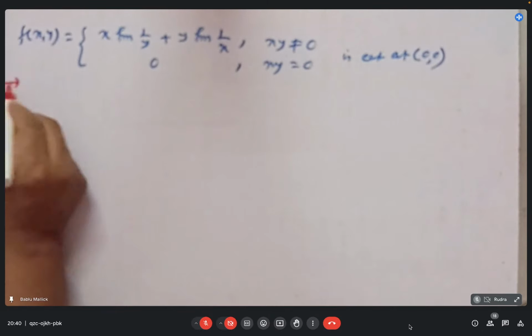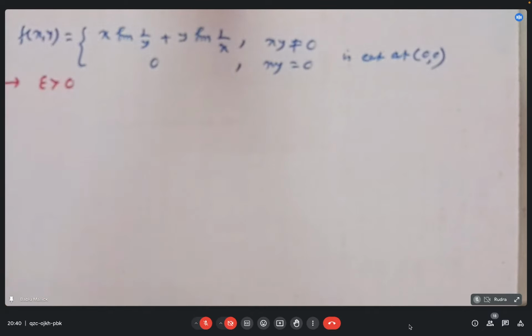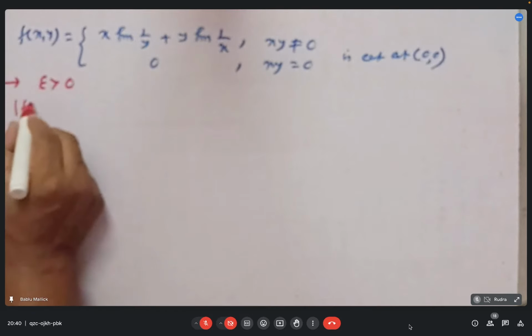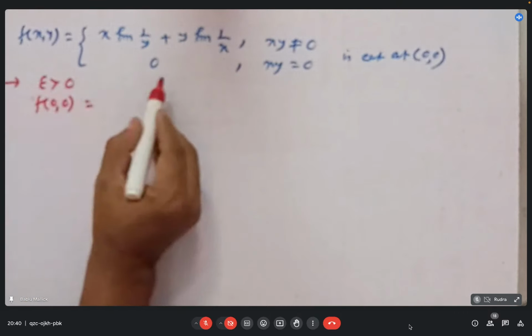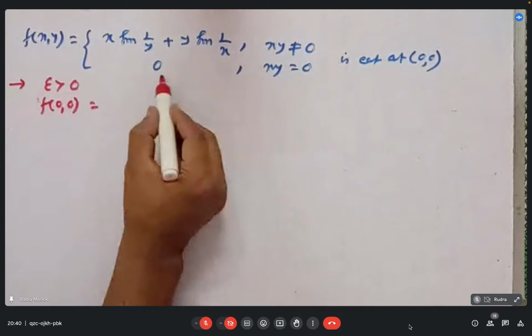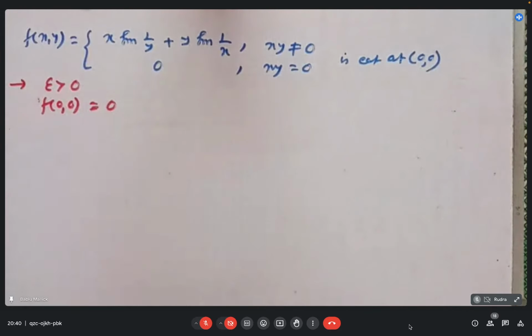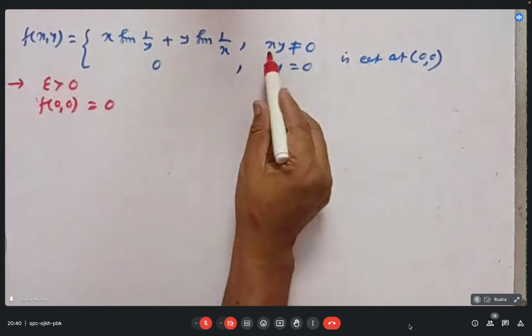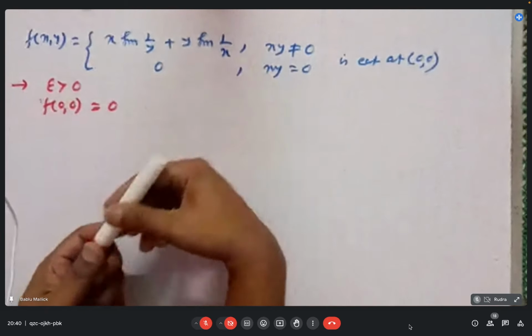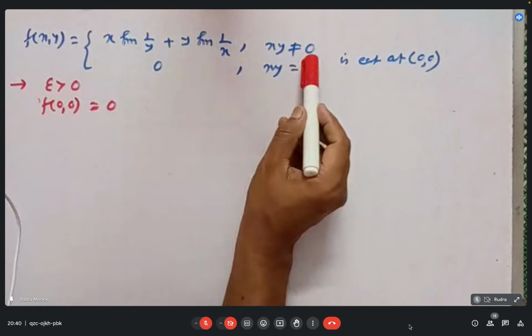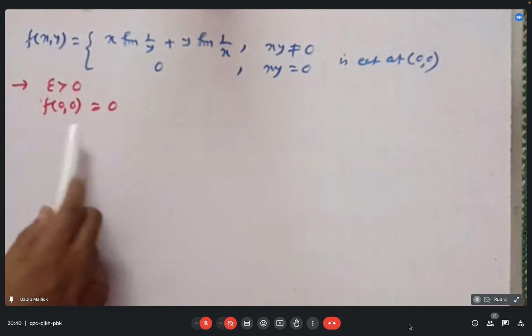Let epsilon greater than 0 be any number. So, mod of f(x, y). Okay, what is the value of f(0, 0)? Here f(0, 0), when x and y both are 0, the value will be 0. For this part clearly x and y are both non-zero, because if any one of x and y is 0, then the result will be 0. So f(0, 0) is equal to 0.